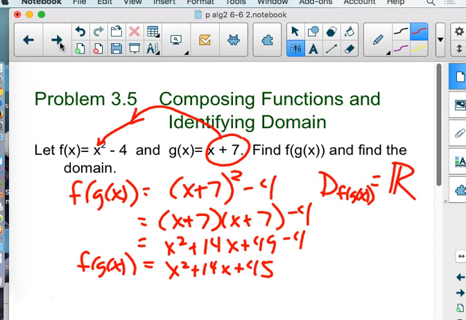Notice I don't do them both. The only one I do the domain for is which one is the input, which one is going into the other function. That's the one that we have to check the domain for. And x plus 7 doesn't have any restrictions. So let's go down here.